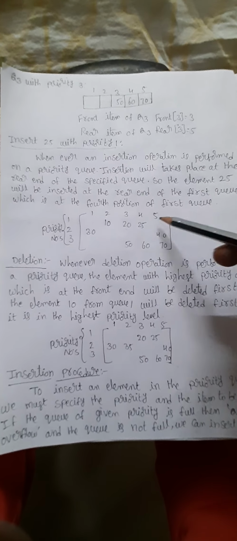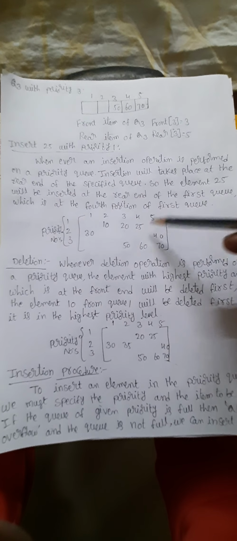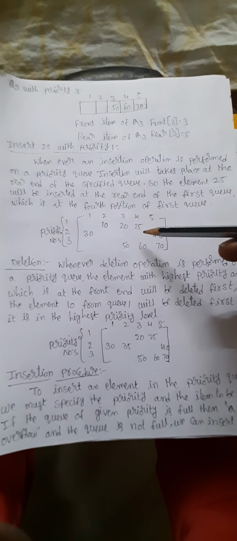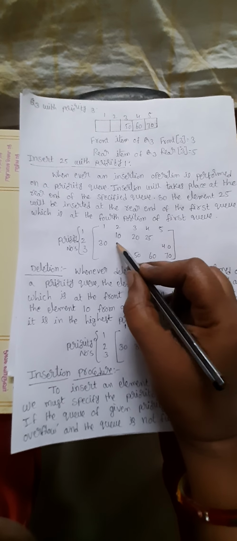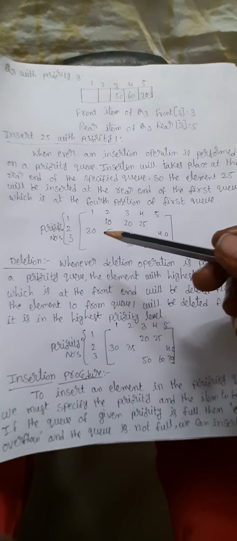Whenever we have defined the element as 25, in the first priority, here I have given the priority as 1. In the first priority number, the element has to be inserted. The element will be inserted at the rear position only, so that before, 3 is the rear position, it will automatically get incremented, and in the fourth position the element 25 will be inserted. This is the insertion. And again if you want to insert another element, for example 5 into the second priority, we can insert the element in the second position.